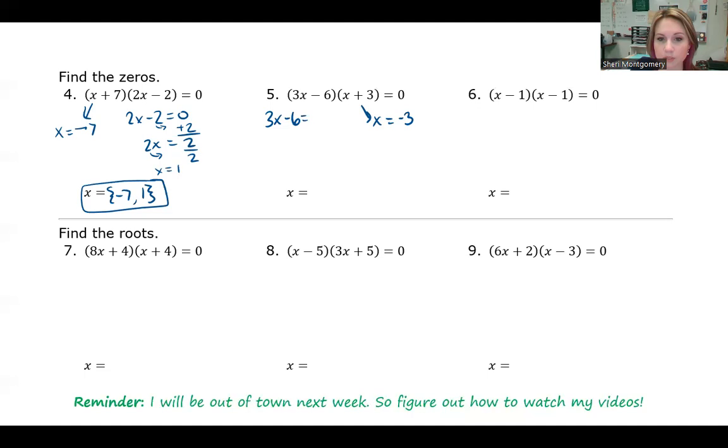3x minus 6 equals 0. You will make a simple mistake if you don't write it out, I can almost guarantee. So we get x is equal to 6 divided by 3 is 2. So our solutions, x is equal to -3 and x is equal to 2. Again, I'm just writing the answers a variety of different ways. I want you to know that they're all the same.